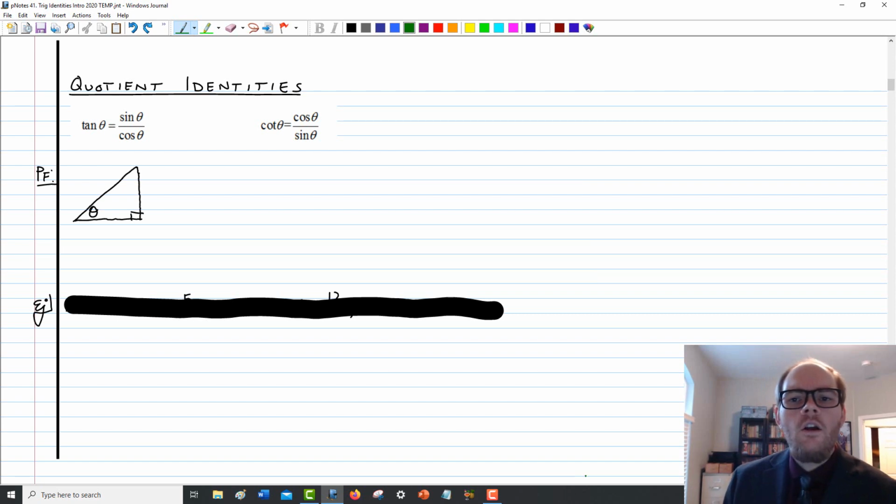The next ones we're going to look at are the quotient identities, and I think these are two that you may have run into already, but maybe you just haven't really thought about before. And they involve the definitions for tangent and cotangent.